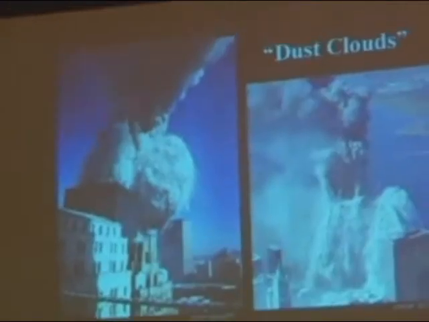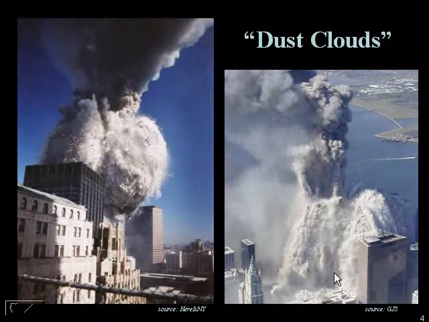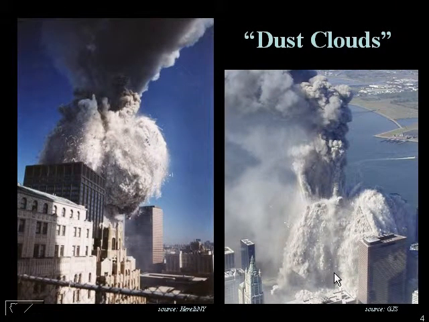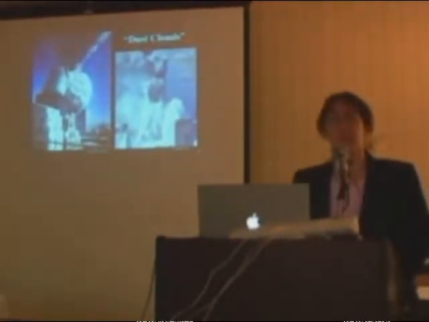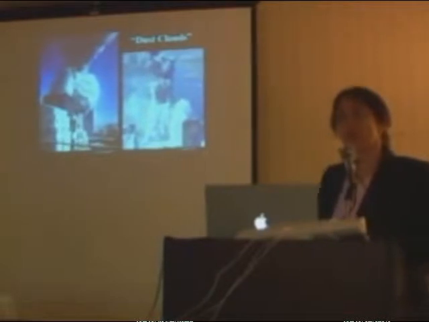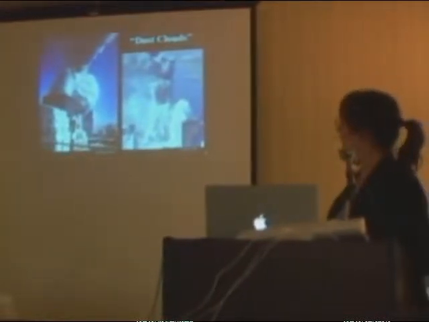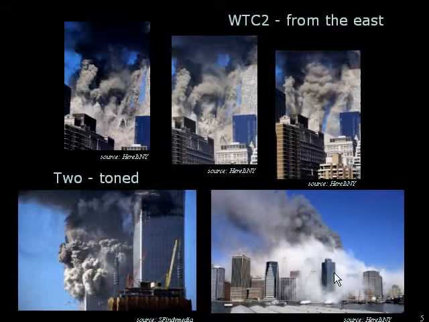So let's start looking at the dust. We have this picture I call the snowball picture, and this one I call the bubbler, a Midwestern term for drinking fountain. Kind of looks like a bubbler. Those don't look like regular collapses. Is one dust cloud the same as another dust cloud? Are there differences? Let's start looking at the dust and see what we see.